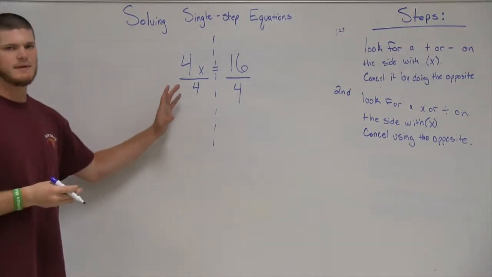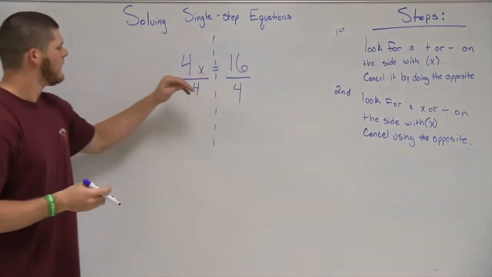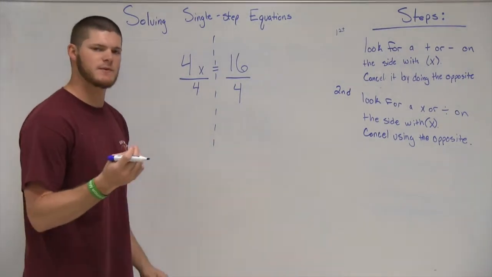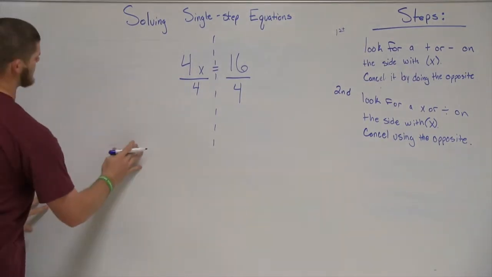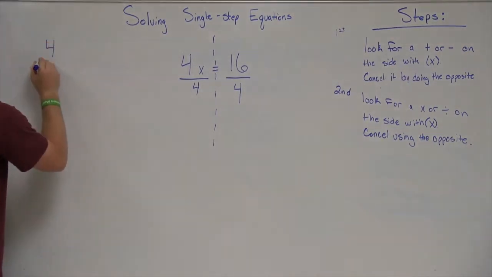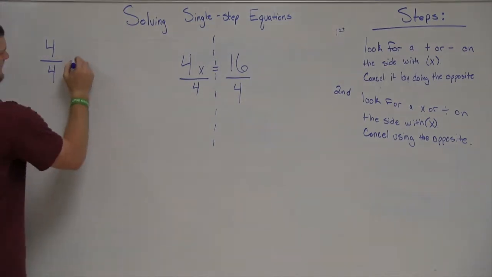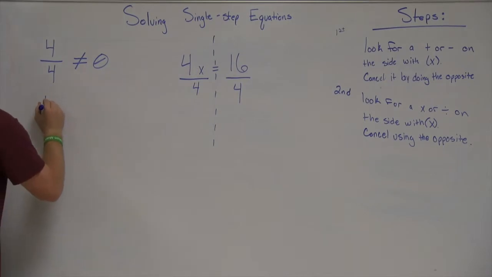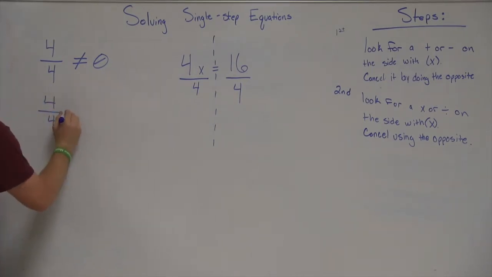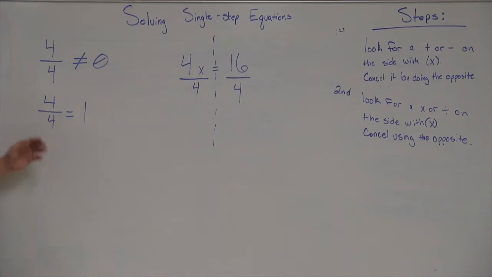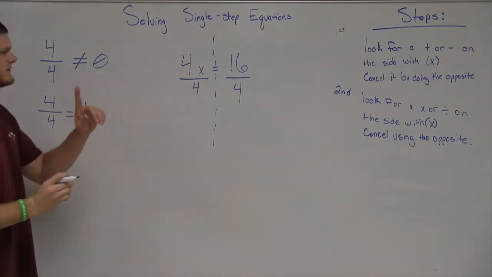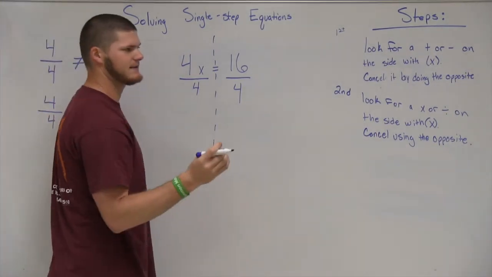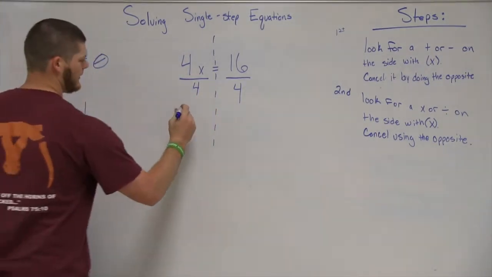Now, a lot of times when we did our plus and minus, what happens when we do the opposite is we cancel to 0. This isn't necessarily the case with multiply and divide though. Because of this reason. 4 divided by 4 as a fraction does not equal 0. Because 4 out of 4 as a fraction equals 1 whole. This is 4 parts out of 4. That's not 0, it is 1. So what we actually have when we multiply or divide, we're not canceling to 0, we are canceling to 1.